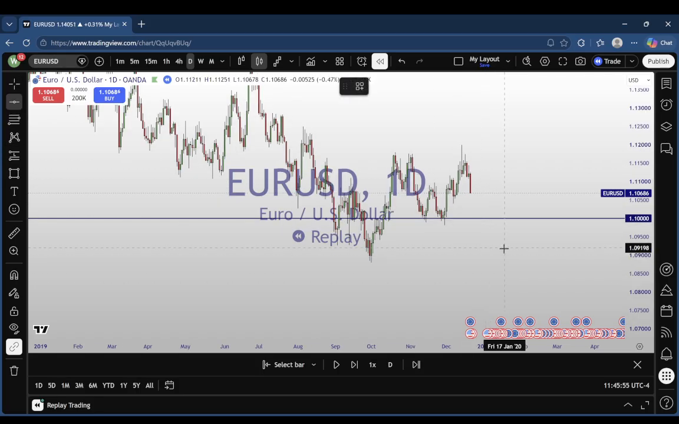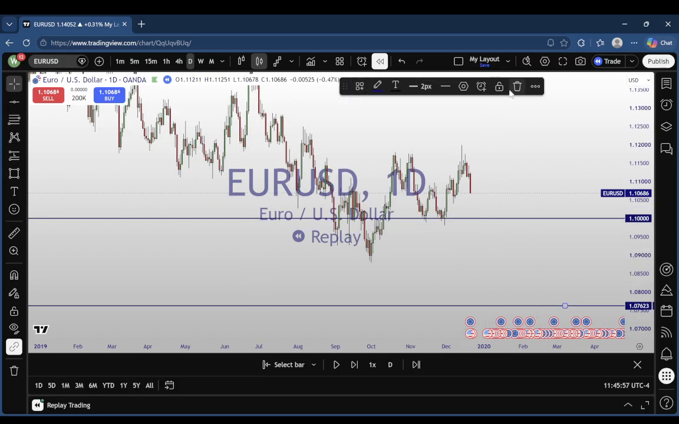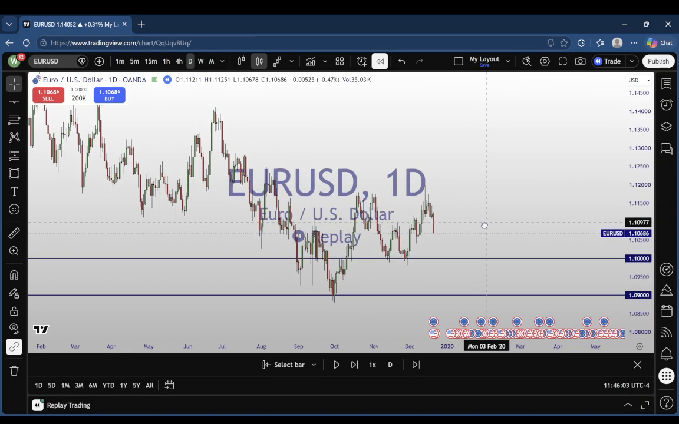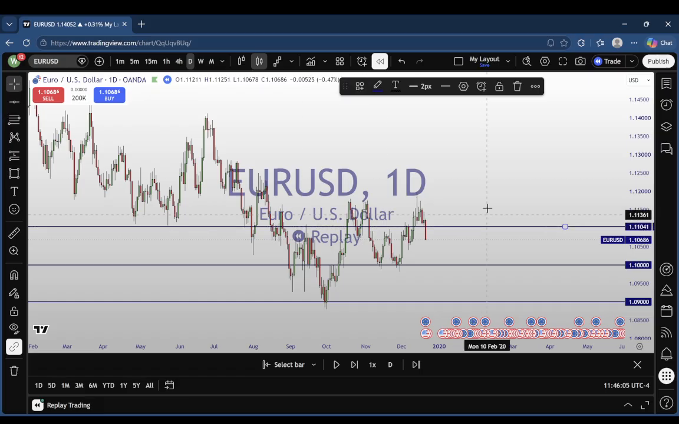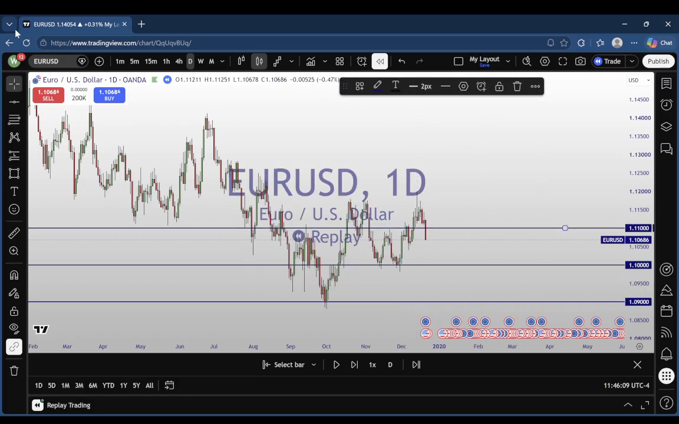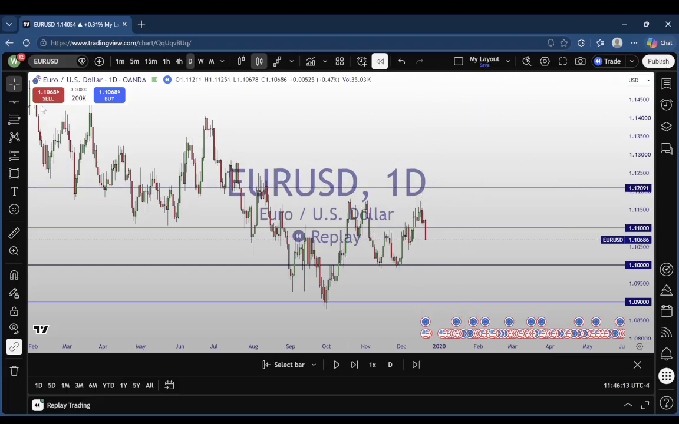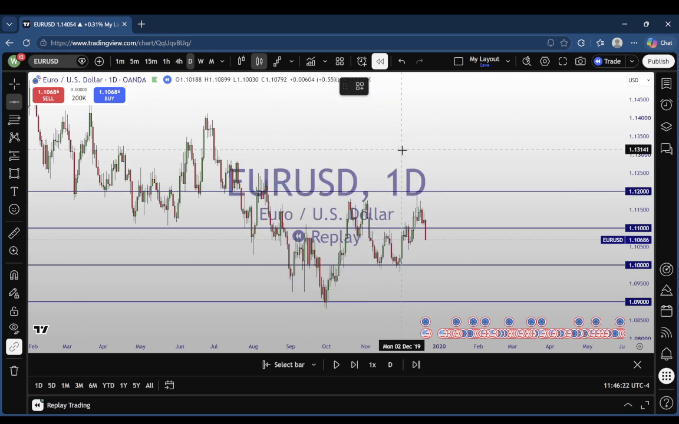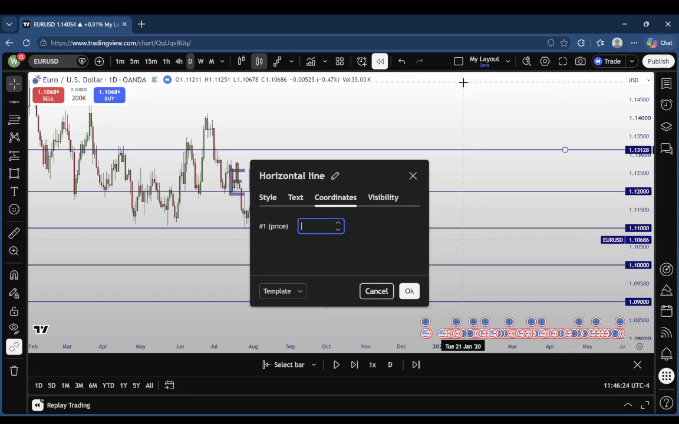So I'm going to go 1.10. From below 1.10, I'm going to put 1.09. And then above 1.10, I'm going to put 1.11, 1.12, and 1.13.